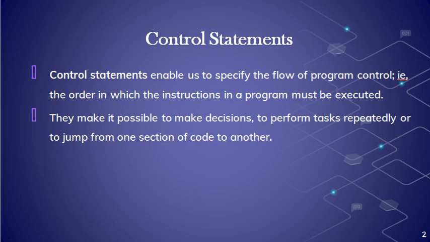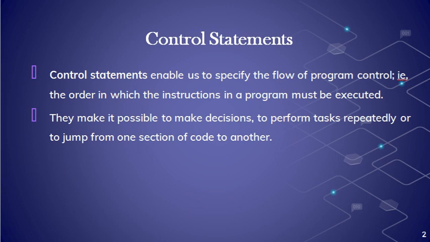Mainly, control statements are used for specifying the flow of program control, that is, the order in which the instructions in a program must be executed. That is maintained by these control statements. Maybe line by line execution, or there may be some skipping of some steps in the execution.